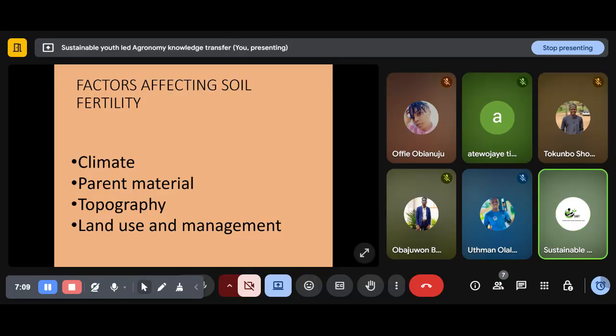Parent material. Now, remember that we have different types of soil. We have loamy soil, we have sandy soil, we have clay soil also. So the type of soil matters a lot.